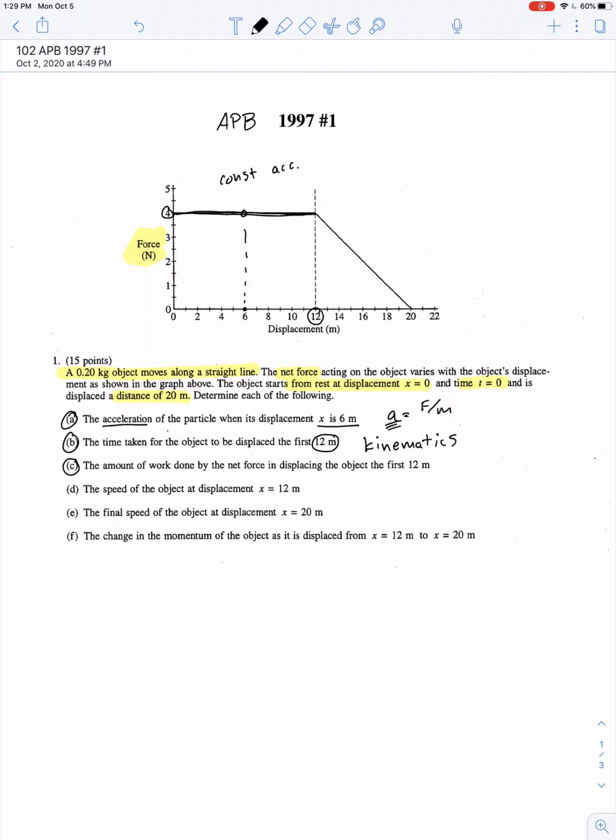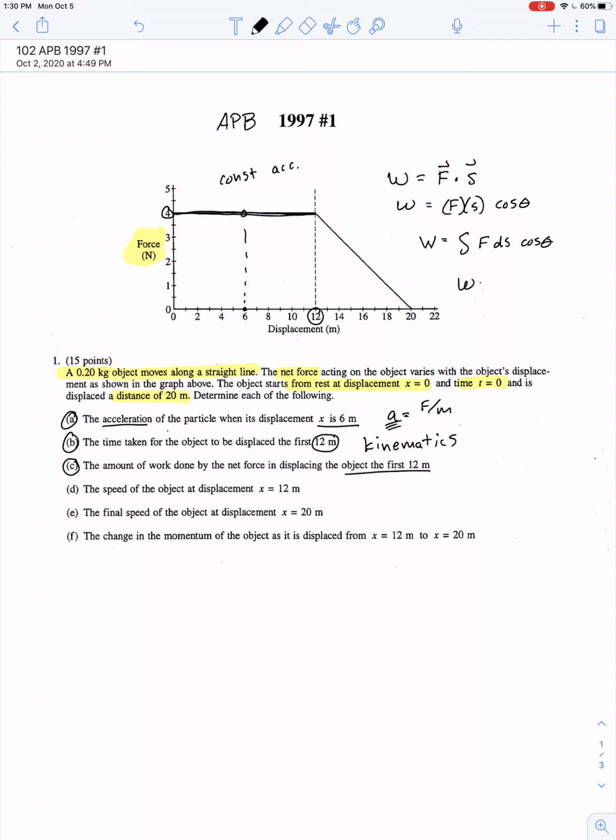For part C, find the amount of work done to displace the object for the first 12 meters. Okay, well, work can be calculated a few ways. It's the vector dot product of force with displacement, or it's the scalar product of the force and the displacement times the cosine of the angle between the two vectors. If force isn't constant, then the work is equal to the integral of F ds cosine theta.